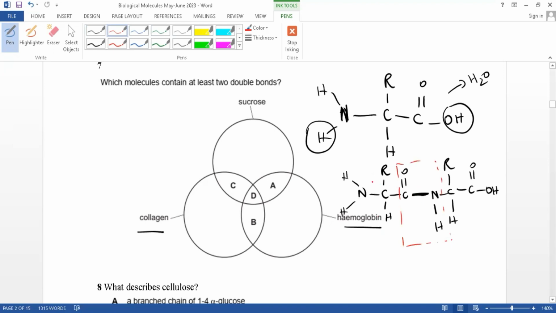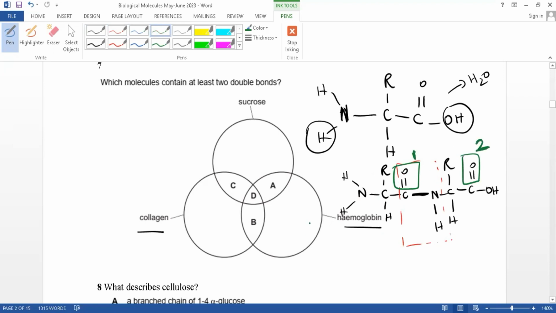And you can see that within the two amino acids, there are two double bonds. One is this, the other is here. So there are two double bonds. One is this, the other is the second double bond.